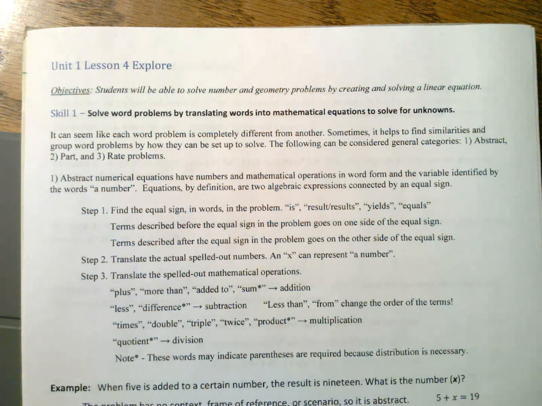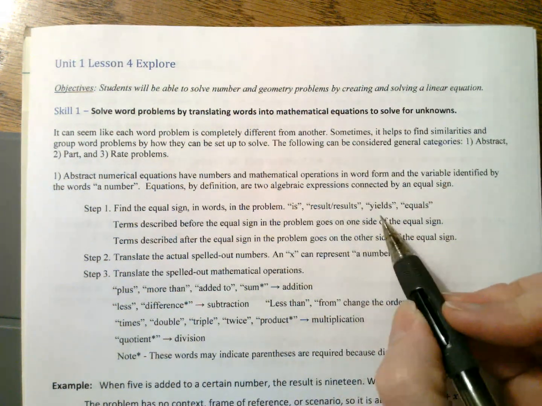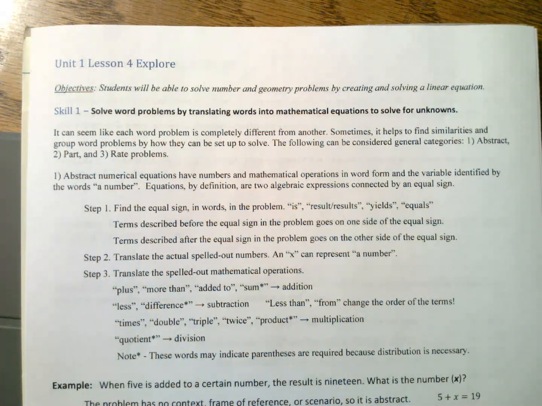In abstract problems, numerical equations have numbers and mathematical operations in word form, and the variable is identified by the words "a number." Equations, by definition, are two algebraic expressions connected with an equal sign. So I recommend that step 1 is you find where the equal sign is in the problem. The word in the problem could be is, results in, yields, and literally equals. Where that is the equal sign.